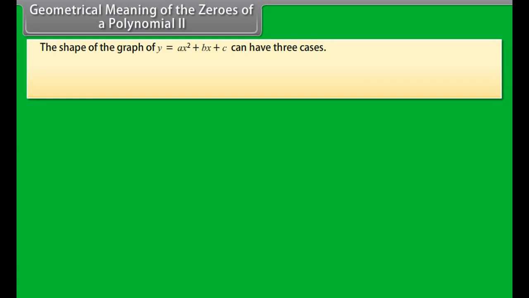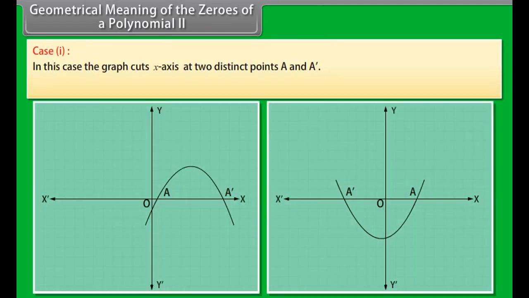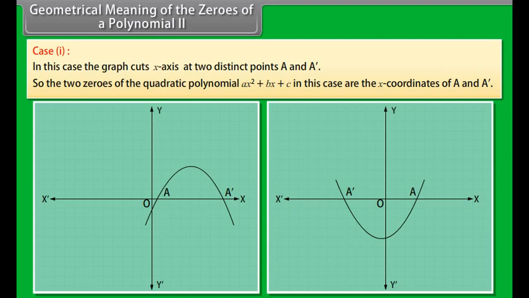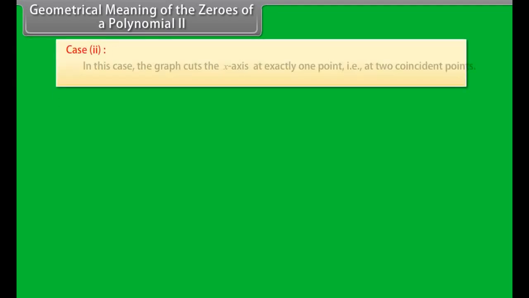The polynomial equation y is equal to ax square plus bx plus c is a quadratic equation. The graph of a quadratic equation is a parabolic curve. Geometrical meaning of the zeros of a polynomial 2. The shape of the graph of y is equal to ax square plus bx plus c can have three cases. Let's discuss them one by one.